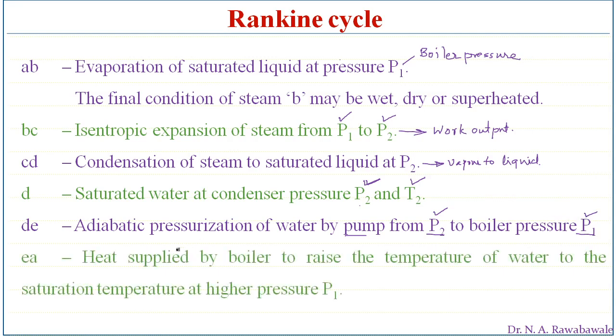Then E to A. E to A is heat supplied by the boiler to raise the temperature of water to the saturation temperature at higher pressure P1. So this is known as sensible heat addition to the water which is supplied to the boiler. So already we have discussed all this in the Rankine cycle on the PV and TS diagram.